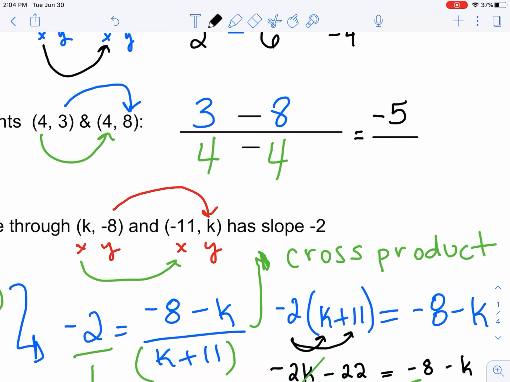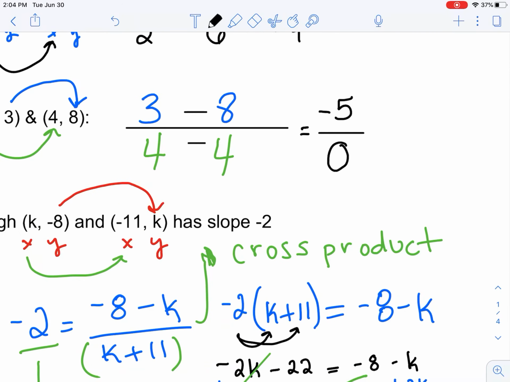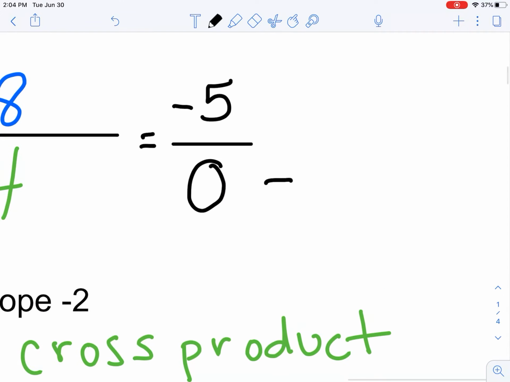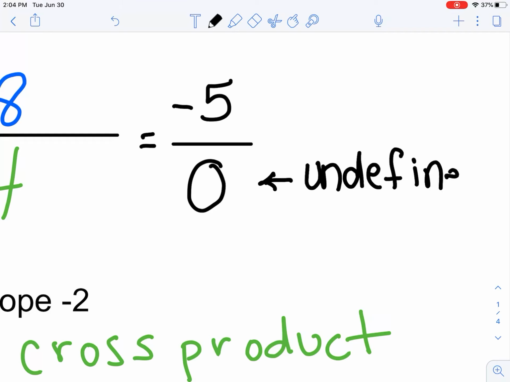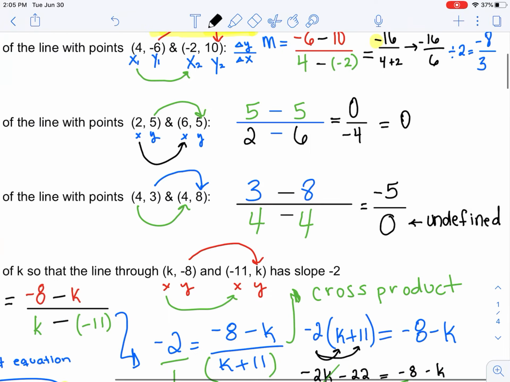And that's all over 4 minus 4, which is 0. Okay, now when 0 is under the fraction bar, it is undefined. Just kidding. When 0 is under the fraction bar, undefined is what we say the slope is, which means this yields a vertical line.